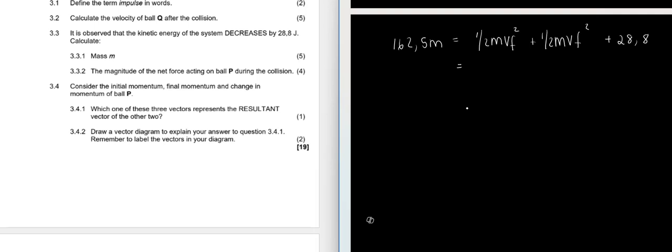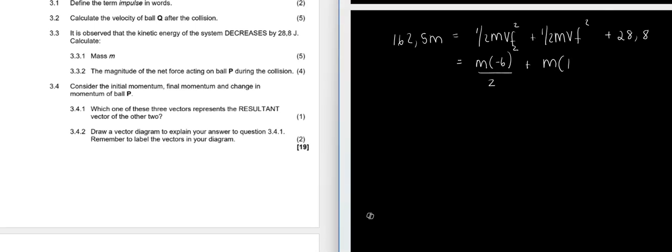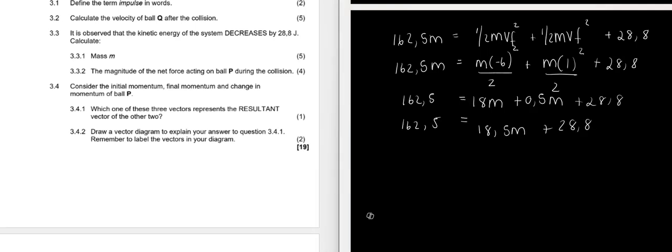Okay, then it will be, what's the final for P? It was minus 6, ne? So it was m minus 6 squared divided by 2 plus m. The final velocity for Q, then it is 1 squared divided by 2, and that's plus 28,8. Okay, guys, can you get me an answer for the right side? Guys, so you take your 162,5 m minus 18,5 m. So 144 m equals 28,8, and then I divided 28,8 by 144. And I get the mass as 0,2 kilograms.